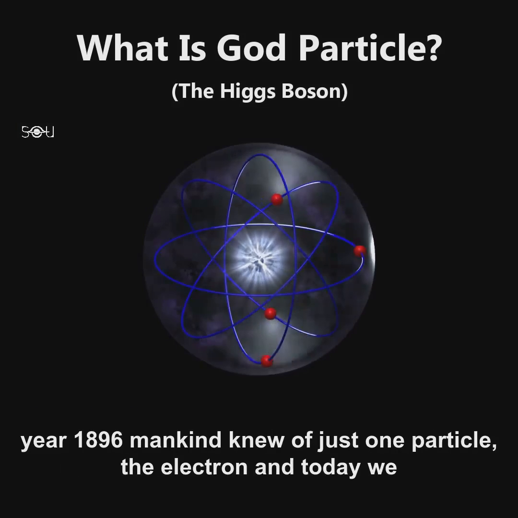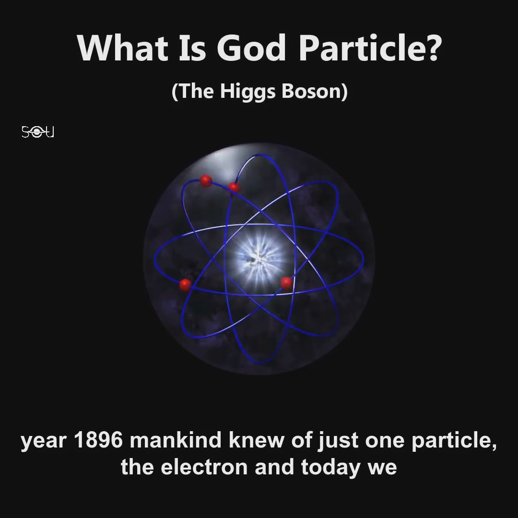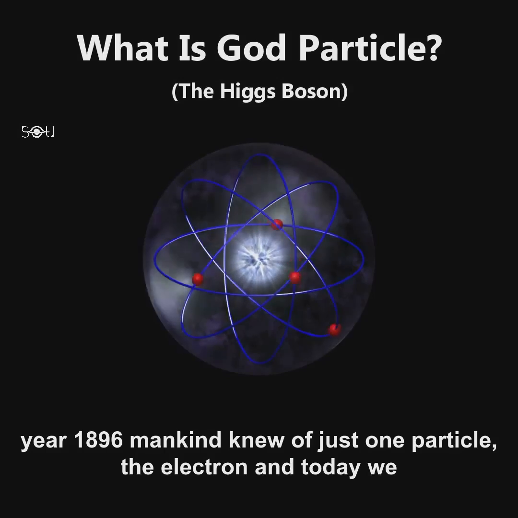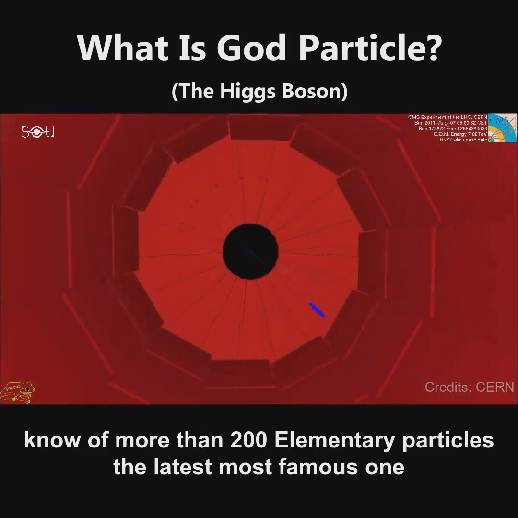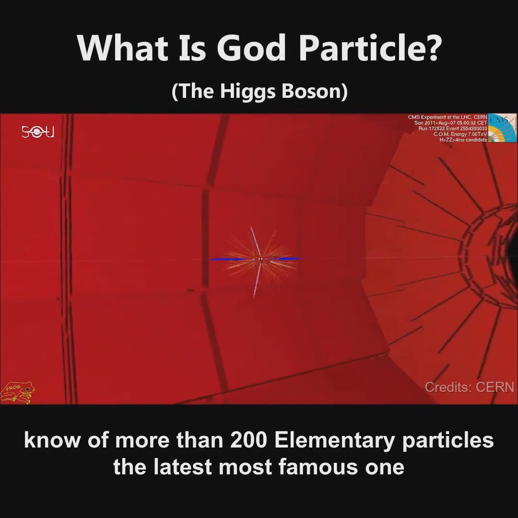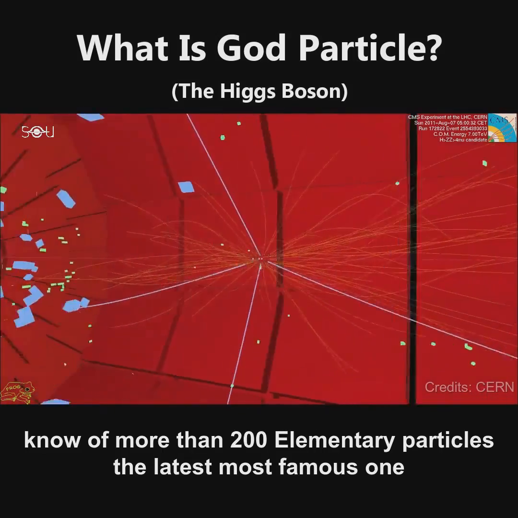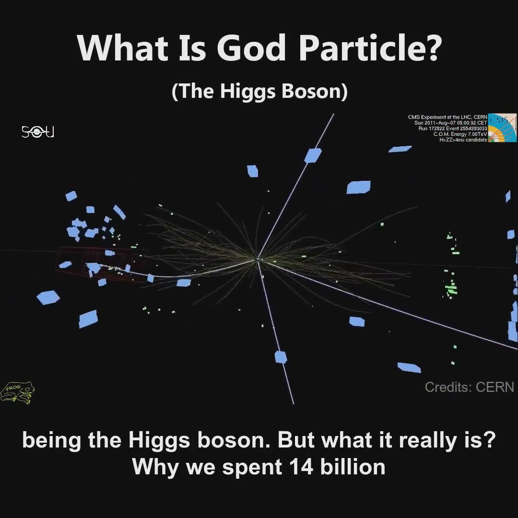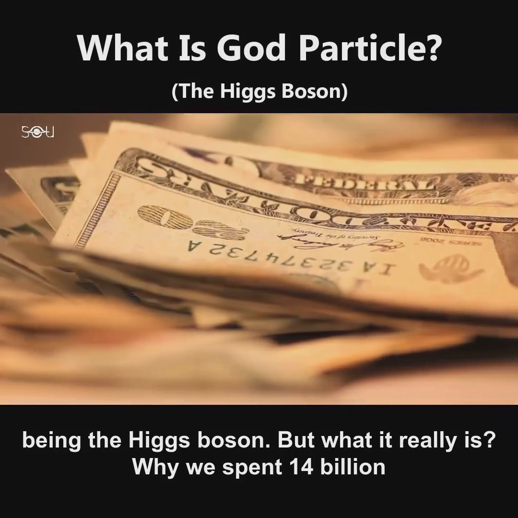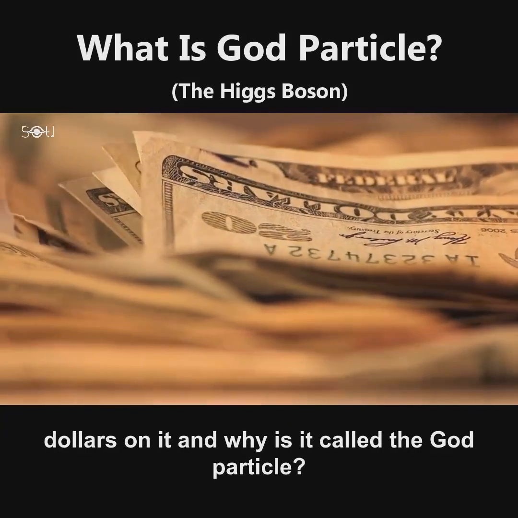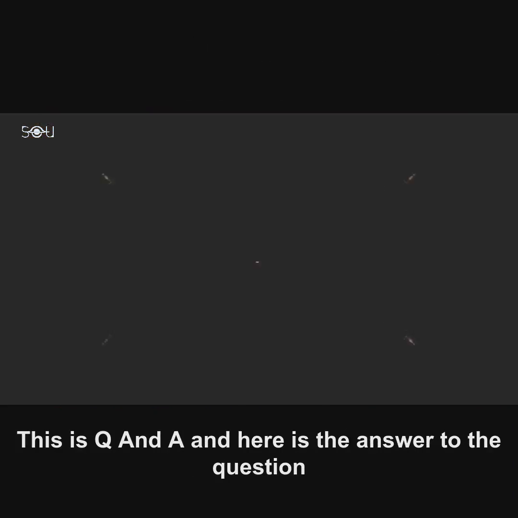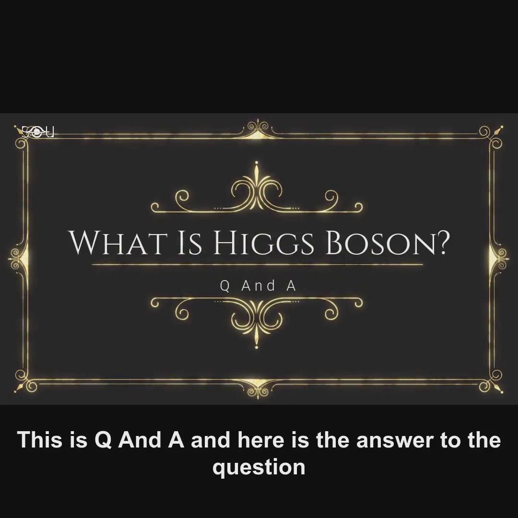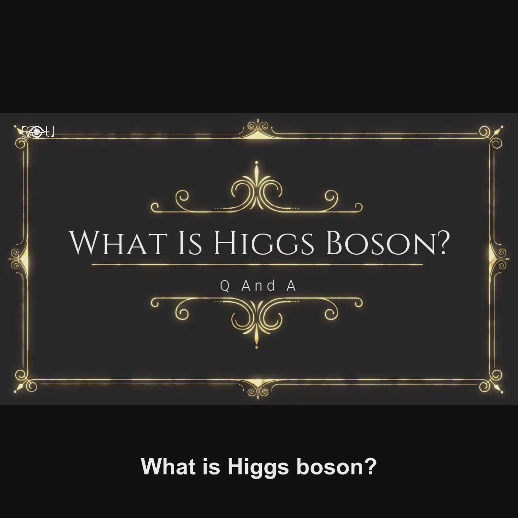In the year 1896, mankind knew of just one particle, the electron. And today, we know of more than 200 elementary particles, the latest, most famous one being the Higgs boson. But what it really is, why we spent $14 billion on it, and why is it called the God particle? This is Q&A, and here is the answer to the question, what is Higgs boson?